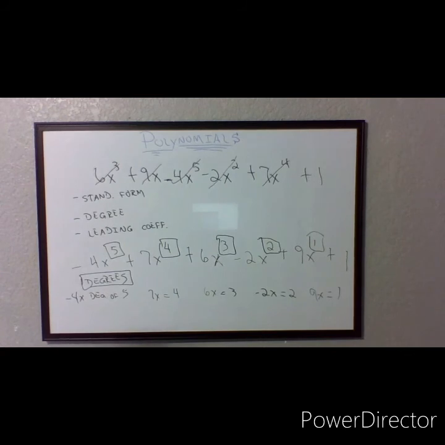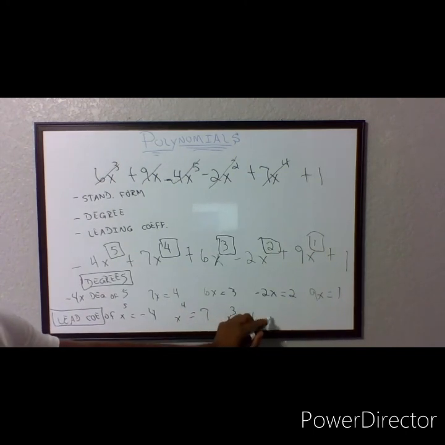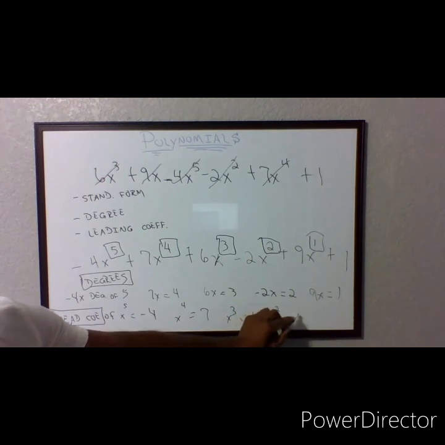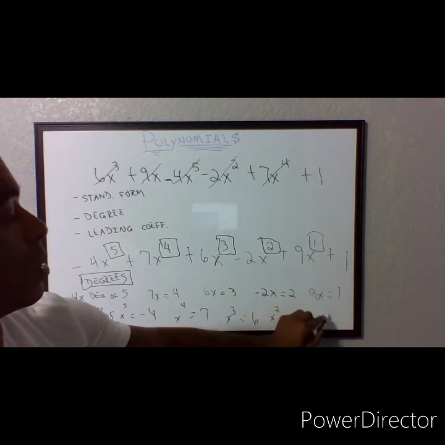And then the last thing, the leading coefficient. The leading coefficient is the number in front of the variable. So the leading coefficient of x to the fifth equals negative 4. X to the fourth, again we're finding the leading coefficient, equals 7. The leading coefficient of x cubed equals 6. The leading coefficient of x squared equals negative 2. And the leading coefficient of x equals 9.